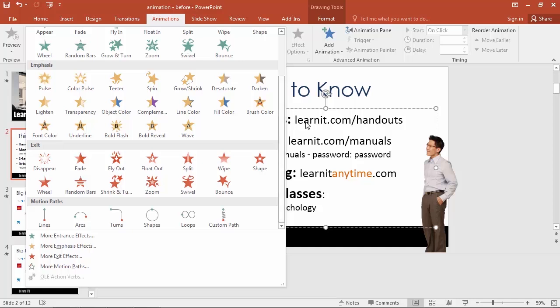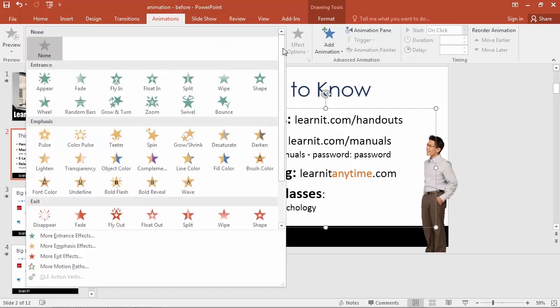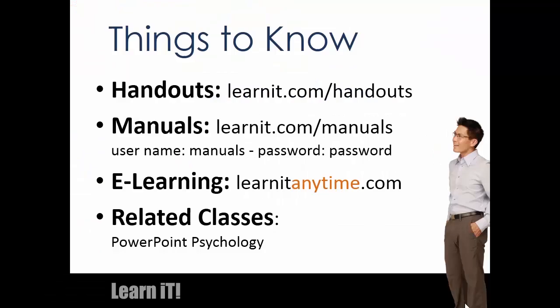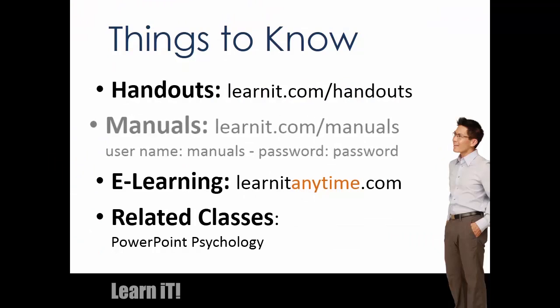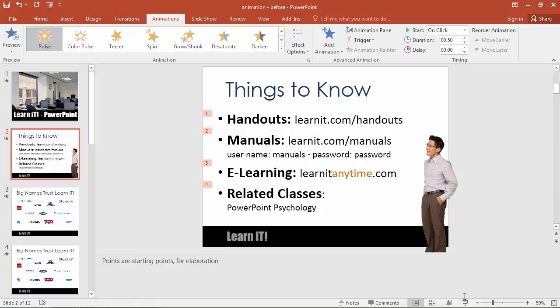Let's say, for example, I had this bulleted list up already, and instead of having them come in one by one, I just wanted to call attention to them. I could click inside one of the bullet points, and instead of choosing an entrance effect, I could choose an emphasis effect, like pulse. Then when I played the presentation, I'd say, guys, let's talk about handouts for a minute. Ooh. Then we talk about manuals and e-learning and related classes, right? Pretty neat, right? Okay, try it yourself.